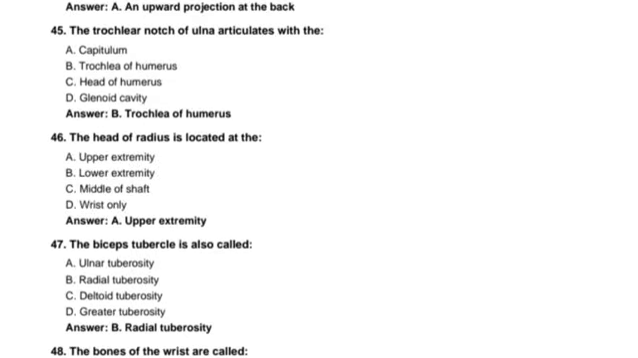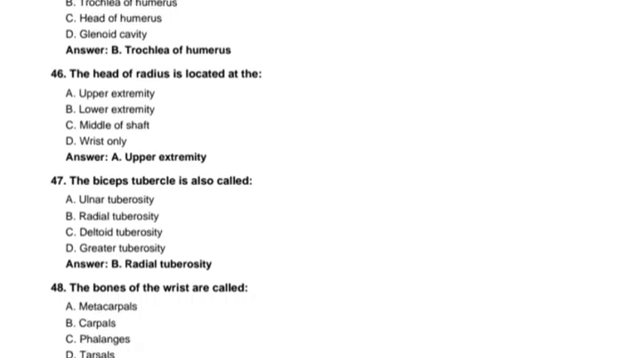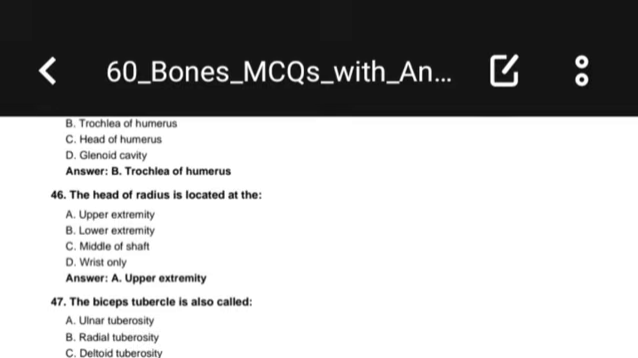Question number 45. The trochlear notch of ulna articulates with the option A. Capitulum, option B. Trochlea of humerus, option C. Head of humerus, option D. Glenoid cavity. The right answer is option B. Trochlea of humerus. Question number 46. The head of radius is located at the option A. Upper extremity, option B. Lower extremity, option C. Middle of shaft, option D. Wrist. The right answer is option A. Upper extremity.